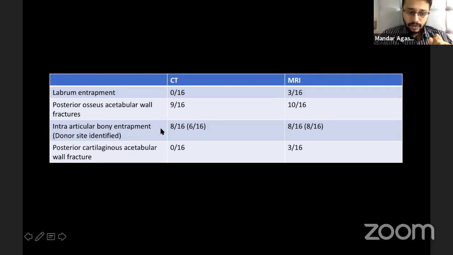And secondly, though an equal amount of intra-articular bony entrapment is seen in CT as well as MRI, what they found is that the donor site could be found more easily on the MRI rather than on the CT scan. So these are two findings which were slightly newer as compared to what we thought.